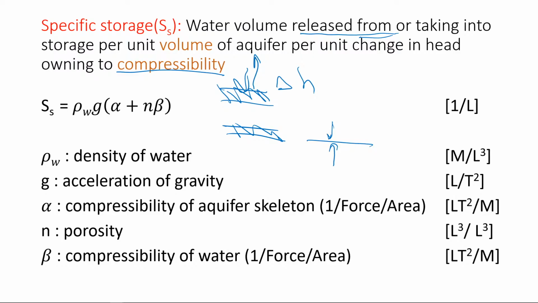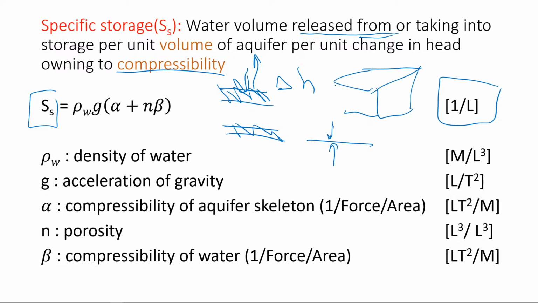So basically, this is telling you the specific storage. What does it mean? It should have a unit of 1 over L. It tells you how much volume of water will come out from 1 meter of an aquifer, for example, if I lower the head by 1 meter. Here I have 1 meter of aquifer. If I lower the head by 1 meter, remember this is your original potentiometric surface, and once you start pumping, you will lower the head there.